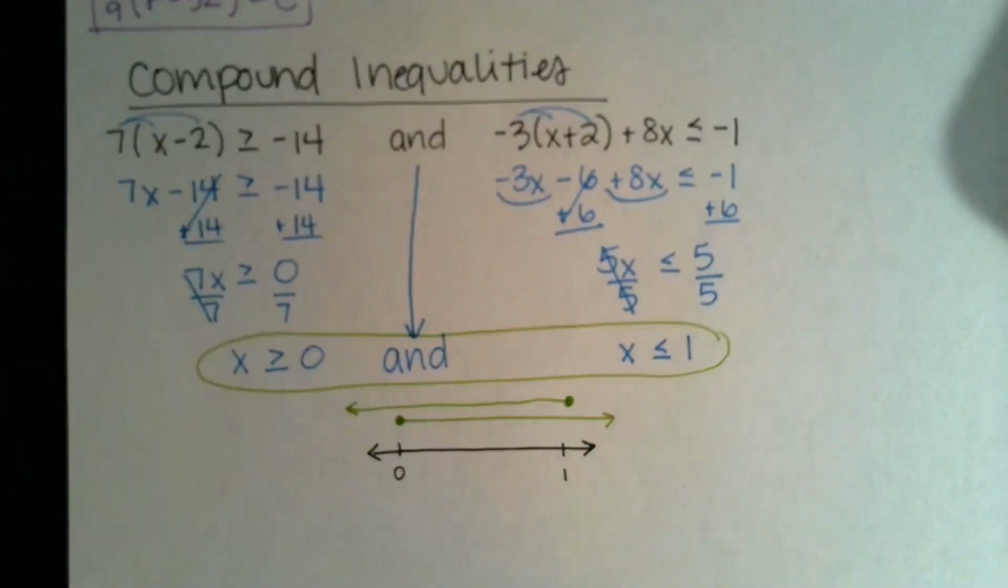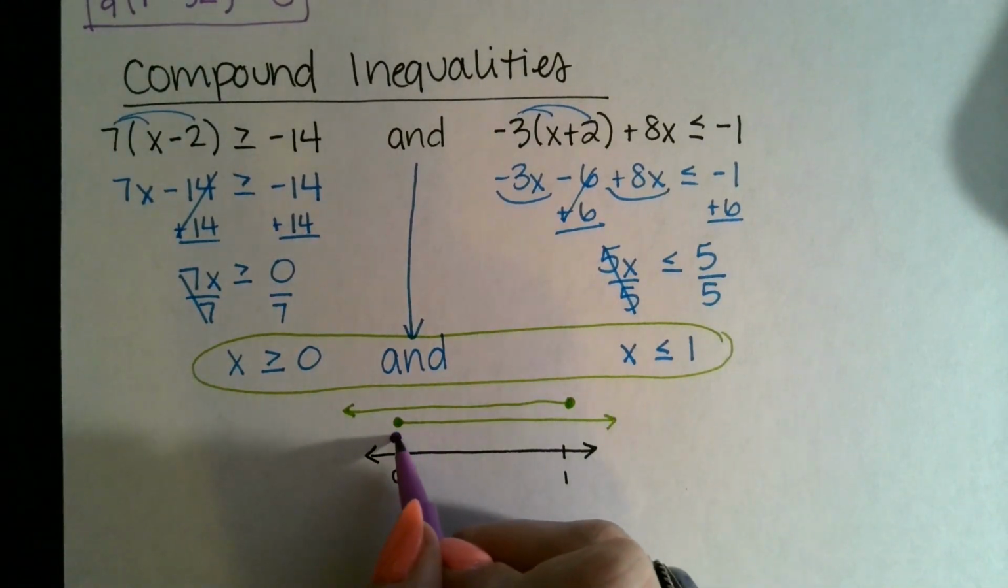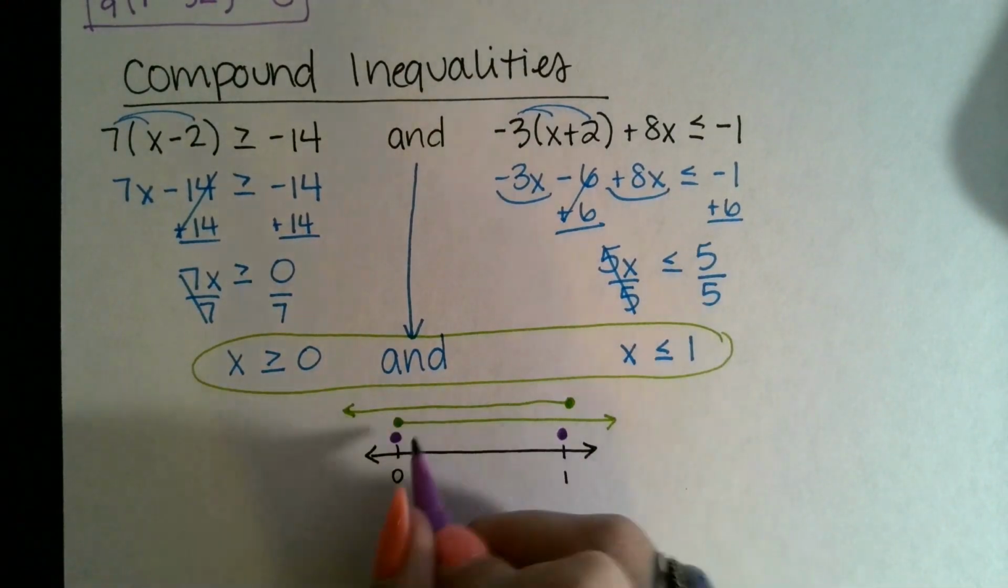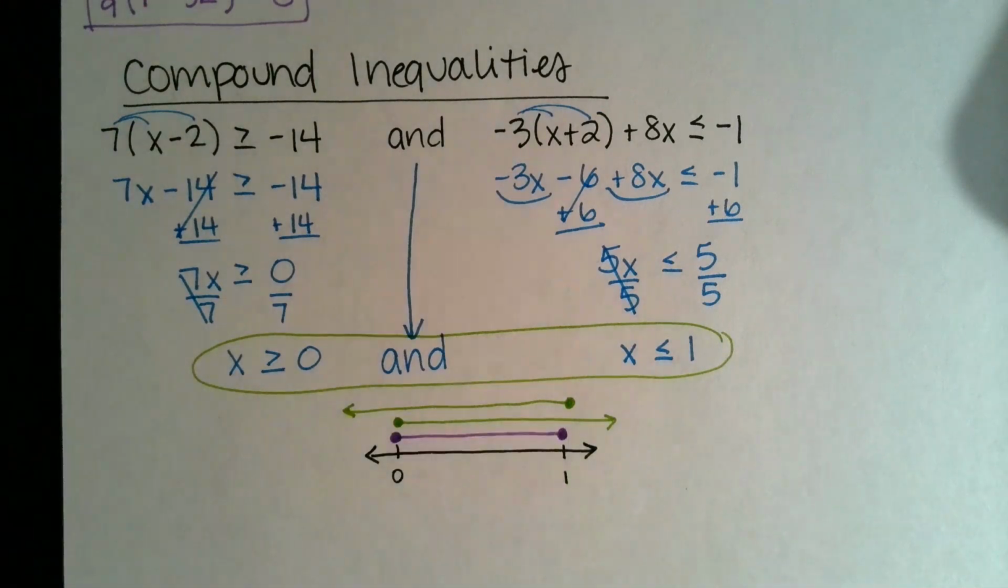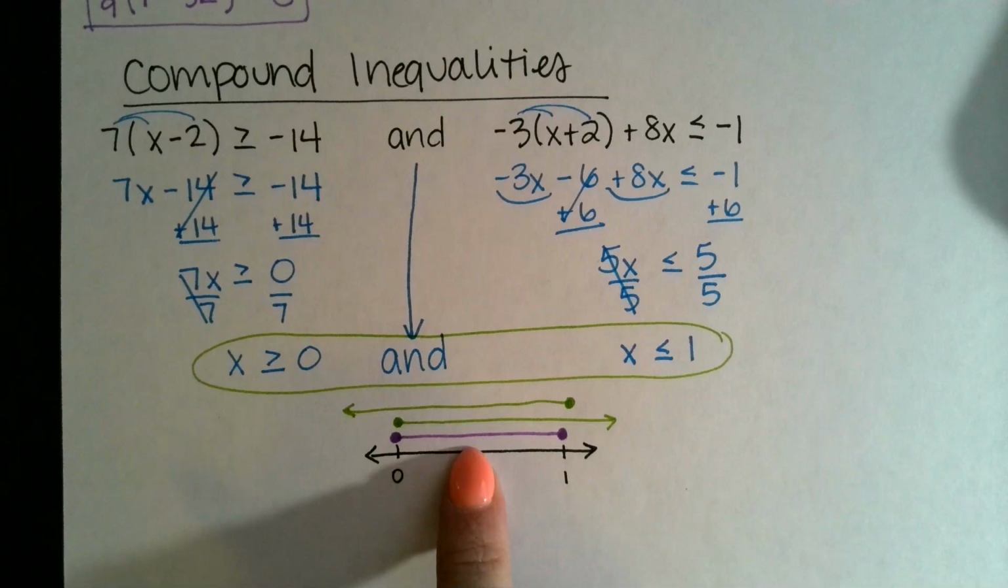Where they overlap, in the middle. So my final answer is a closed point at 0, a closed point at 1, and the line connects them. That's the final answer. That purple line, barbell looking thing, would be the solution you would be looking for on your multiple choice.